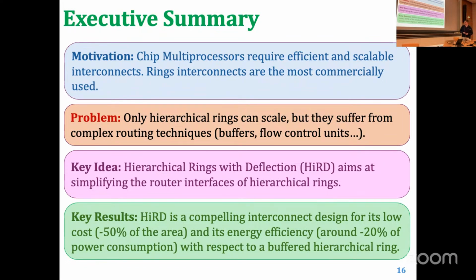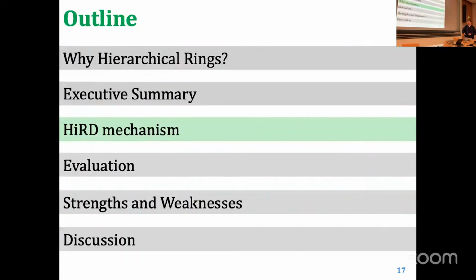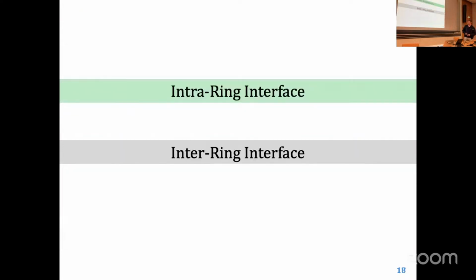And the results, which we will see later, are very compelling because they managed to reduce the area by 50% with respect to the baseline, and the power efficiency increased a lot because the consumption went down by 20%. So let's talk about the mechanism, which is quite simple. I'll start talking about the local rings, so the interface between the local ring and the single cores, and then the other interface is just the same thing but bigger.